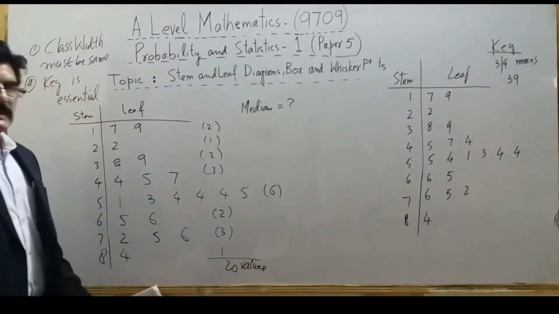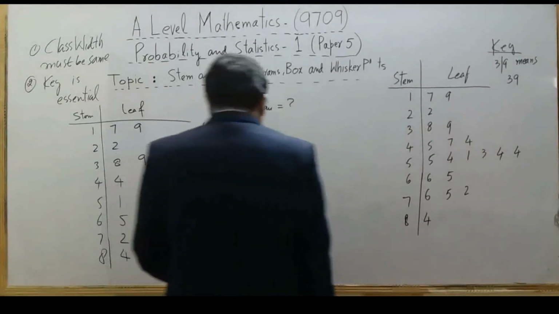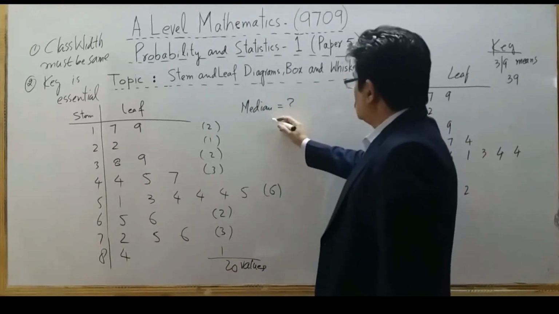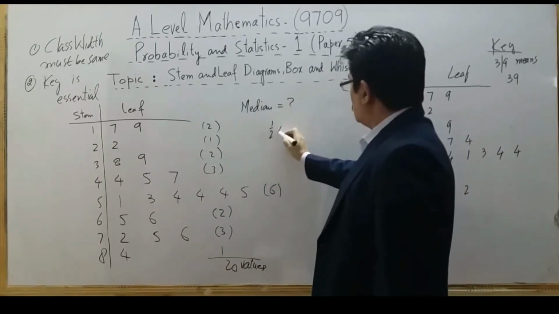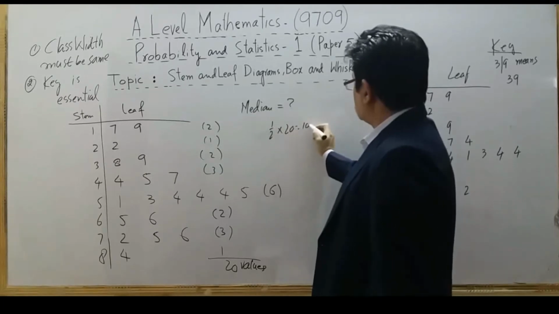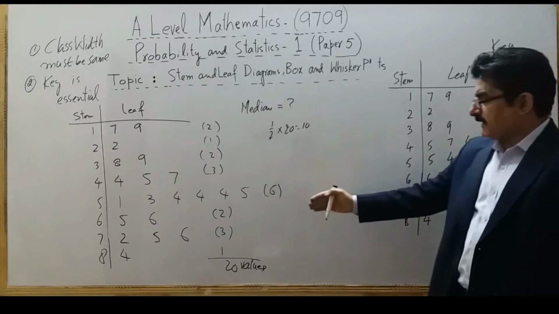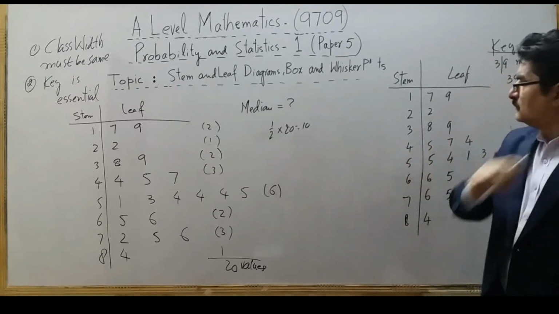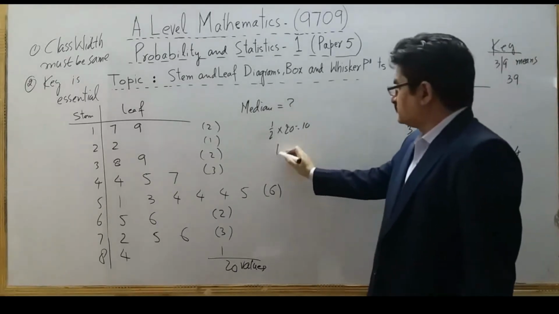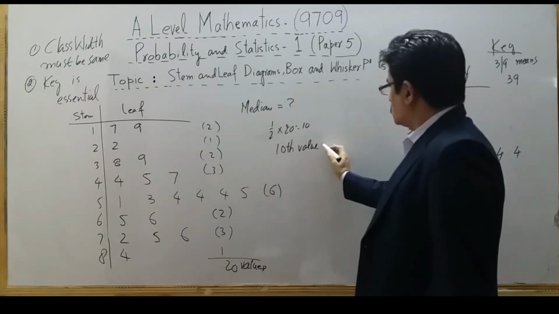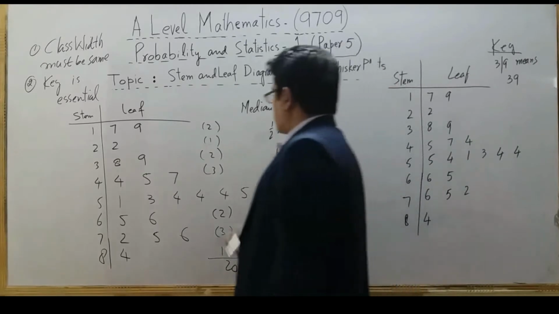So these are even values. When you have even values, half of 20 will be 10. So you will find the 10th value and 11th value, and you will take the average. So the 10th value is, where is the 10th value?